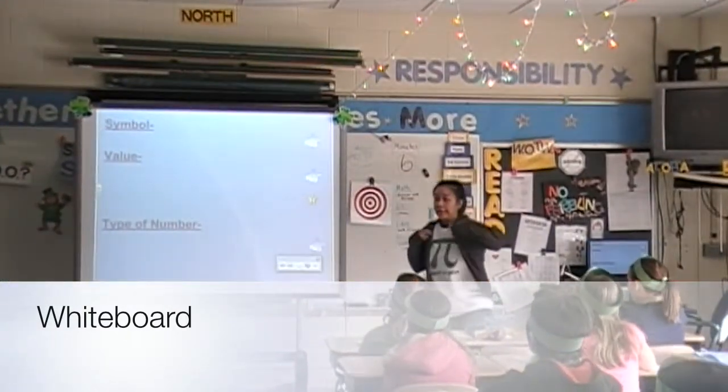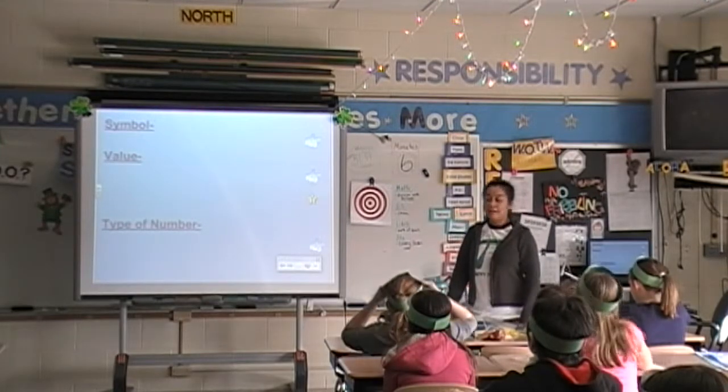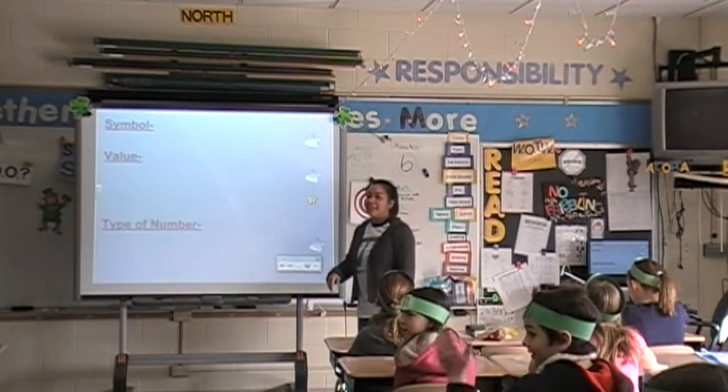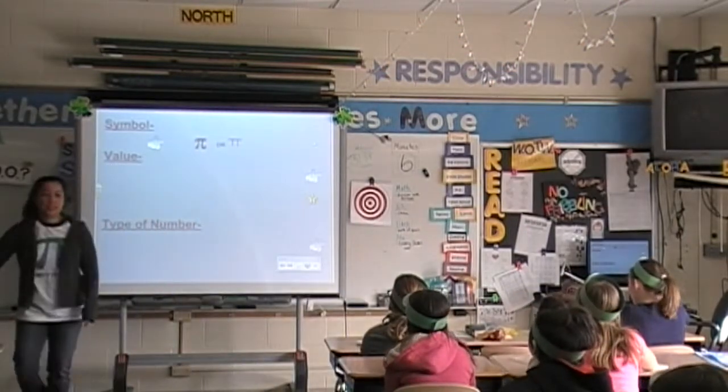Okay, so I think all of you know what the pi symbol looks like just because it's on your forehead. Wait, this is what it looks like? That's the pi symbol. Oh, I thought that was something else. No, that's pi. So that's the math symbol.